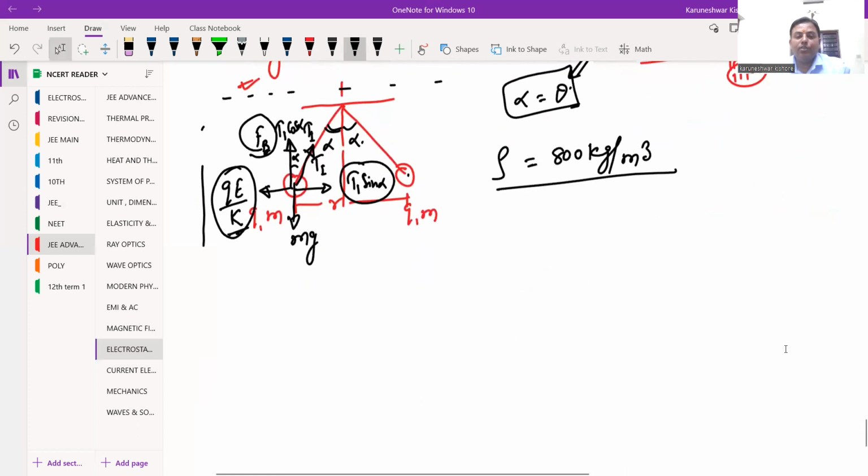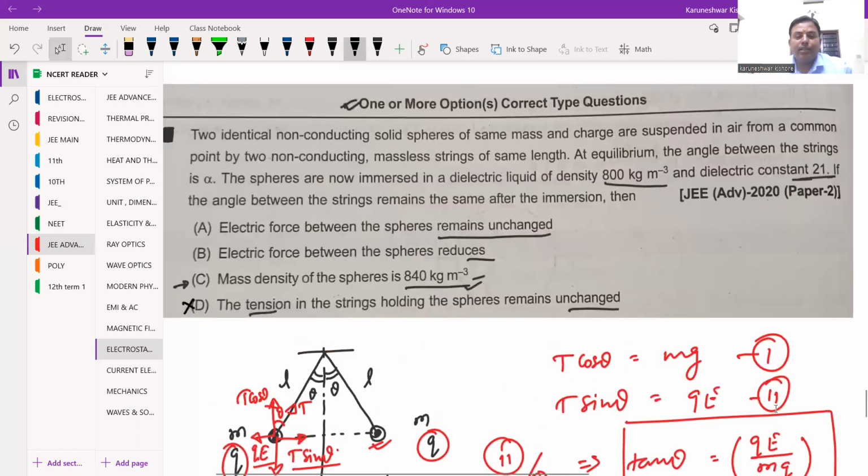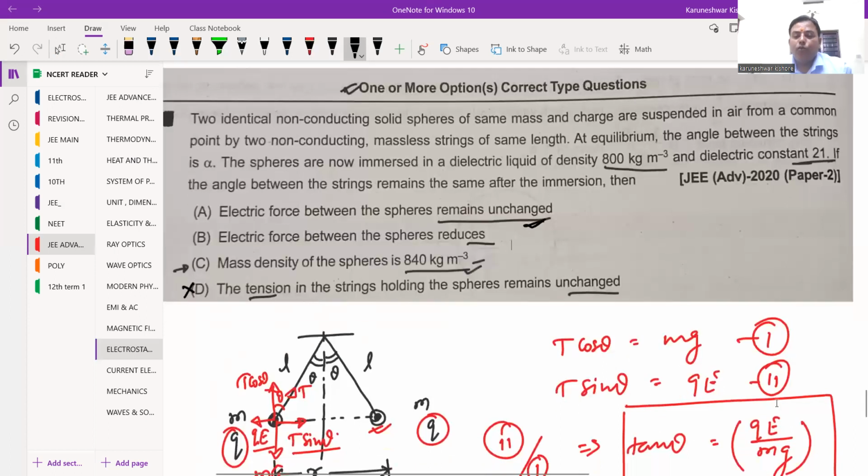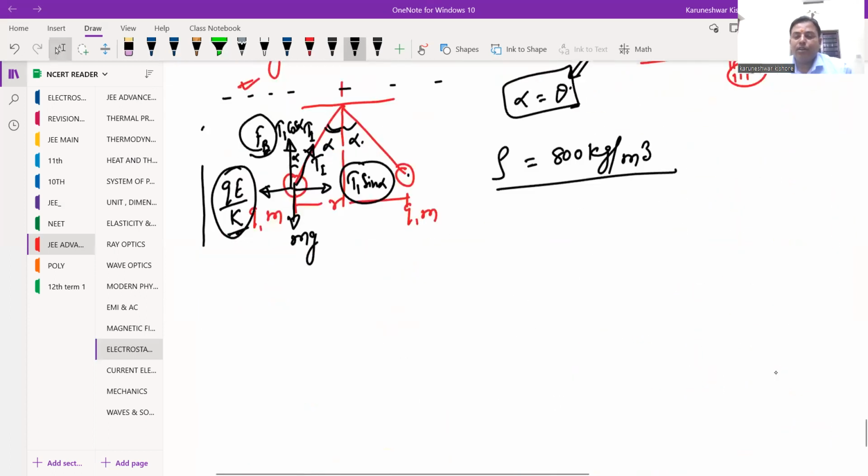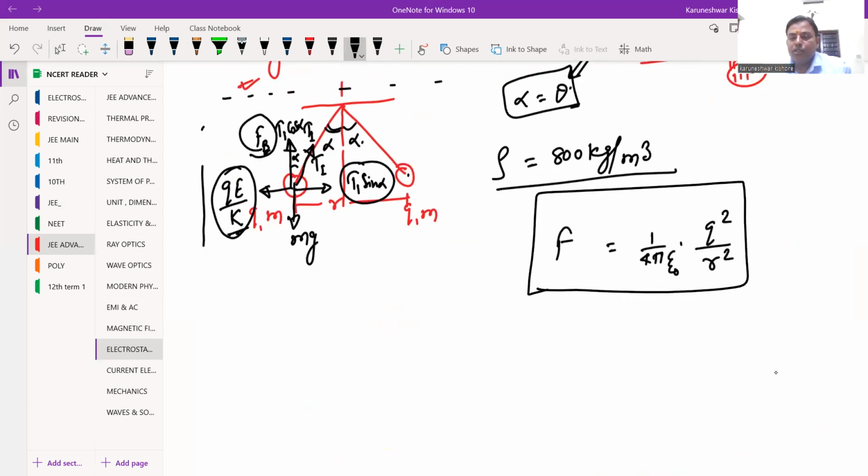The first option is saying the electric force between the spheres remains unchanged. So what is the electric force between the two spheres? We know it is 1 by 4 pi epsilon naught, and the two charges are the same, so q square divided by r square. This was the force acted by one sphere on the other sphere. This is the force by 1 on 2 and 2 on 1, due to Newton's law, we know that.